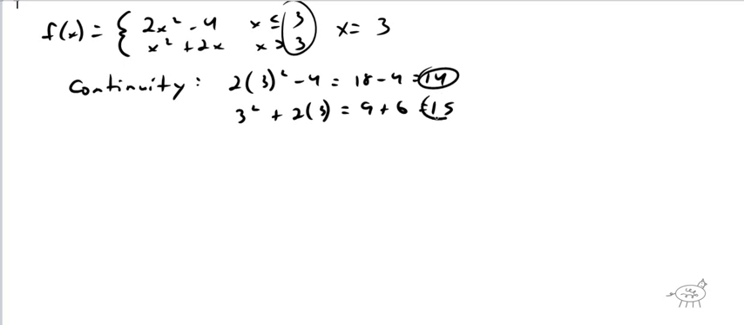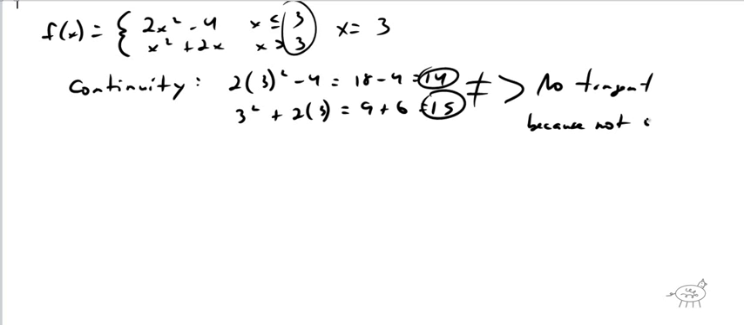Oh, not equal. There we go. So there's no tangent, because not even a continuous function. No tangent because not continuous. Got a jump discontinuity. Okay?